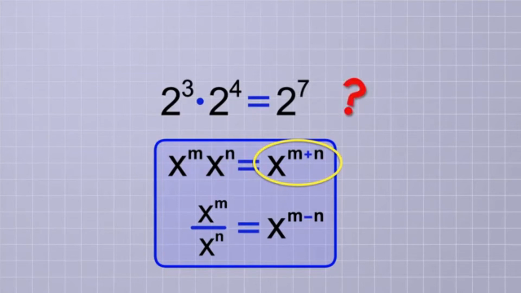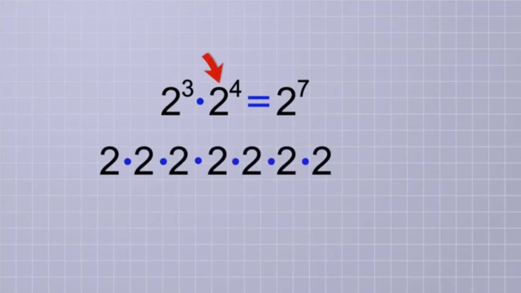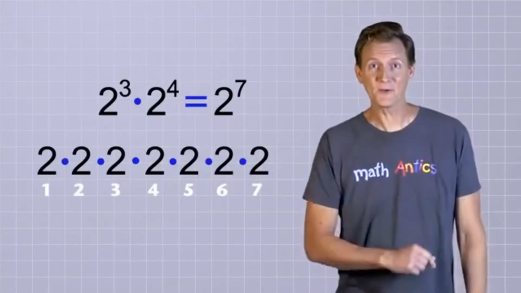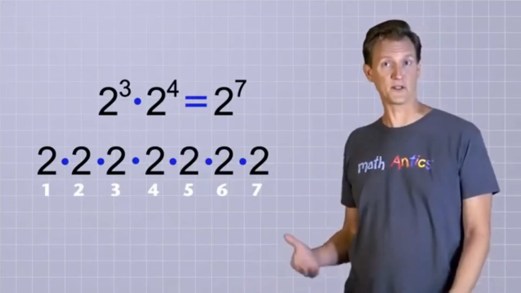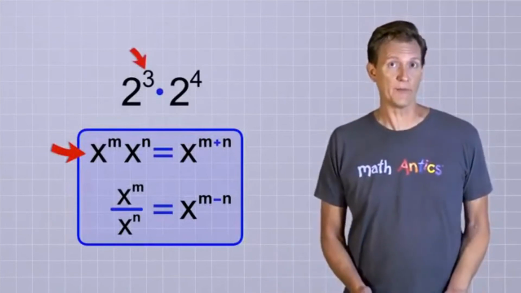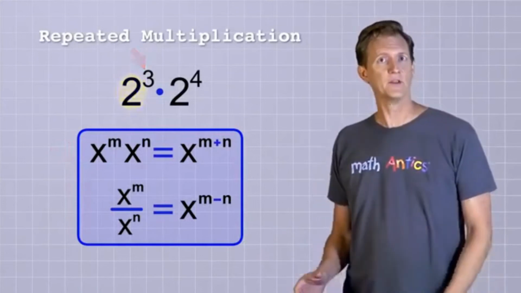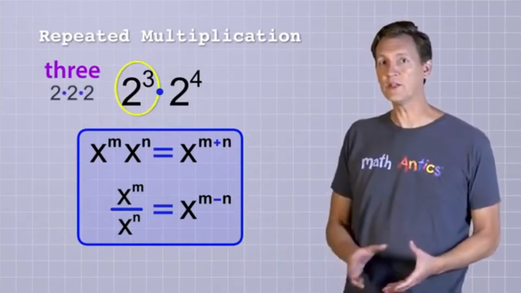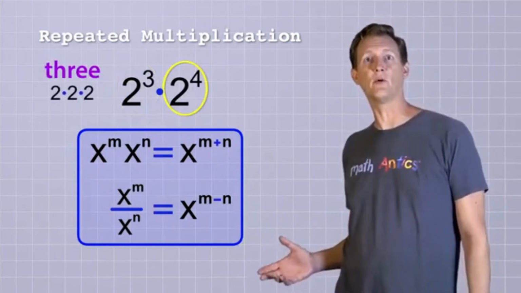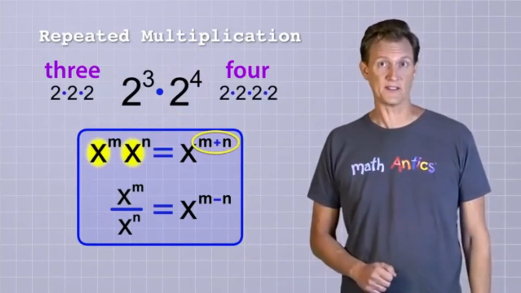Well, let's break it down and see. 2 to the third is 2 times 2 times 2, and that's being multiplied by 2 to the fourth, which is 2 times 2 times 2 times 2. That's a lot of 2's being multiplied together, 7 2's to be exact. Aha! So that is what you'd get by just adding the exponents together, since 3 plus 4 equals 7. And this law makes total sense if you think about what an exponent really means. The exponent is telling you to do repeated multiplication of the base, right? So this first part is telling you to multiply 3 2's together, and the second part is telling you to multiply 4 2's together. So that's why you can add the exponents together if the base is the same.